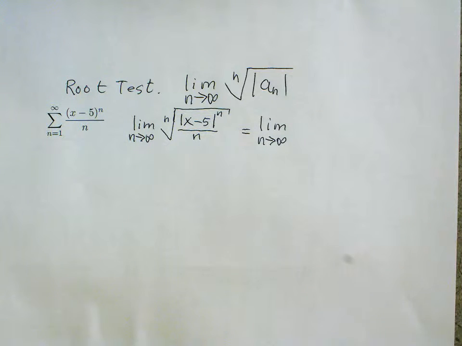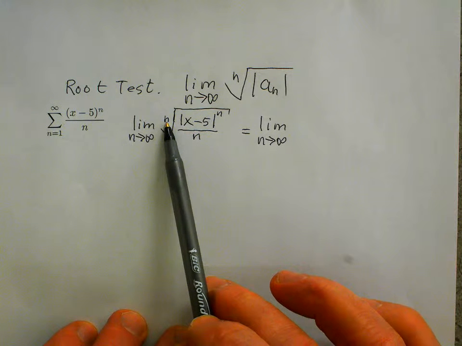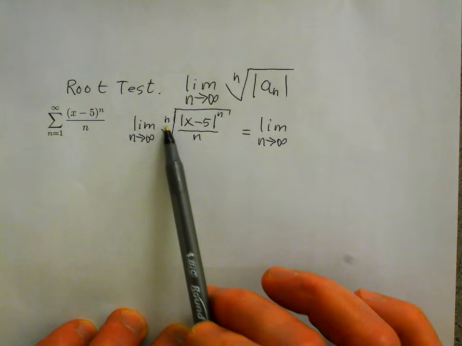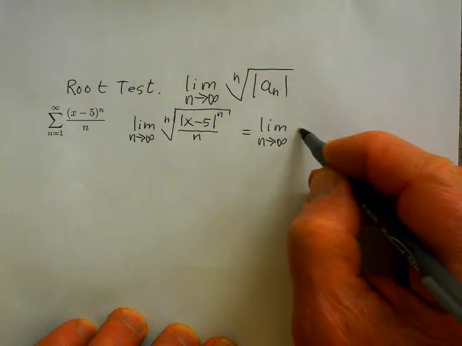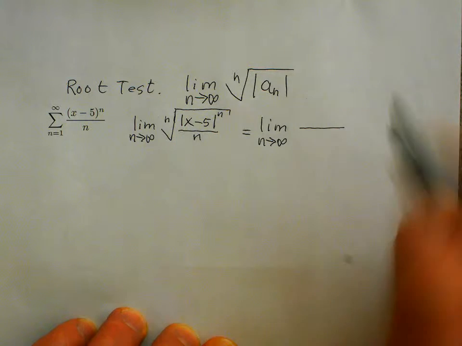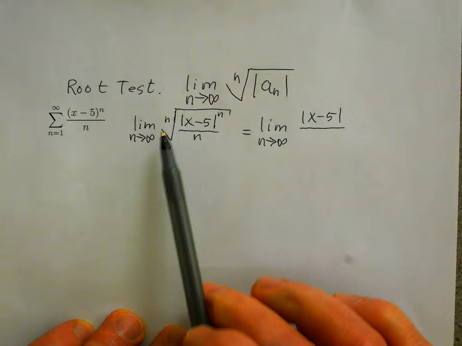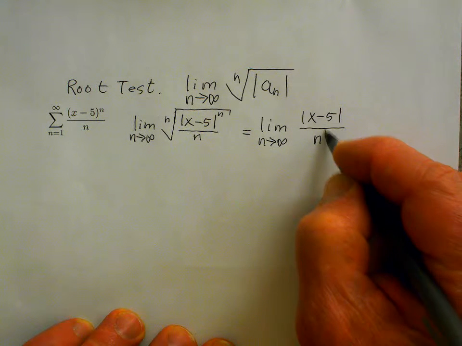So what do we write next? Yeah, the absolute value of x minus 5. In the numerator, we'll just have the absolute value of x minus 5. The nth root of x minus 5 to the nth is just the absolute value of x minus 5. And in the denominator, we have the nth root of n, or n to the 1 over n.